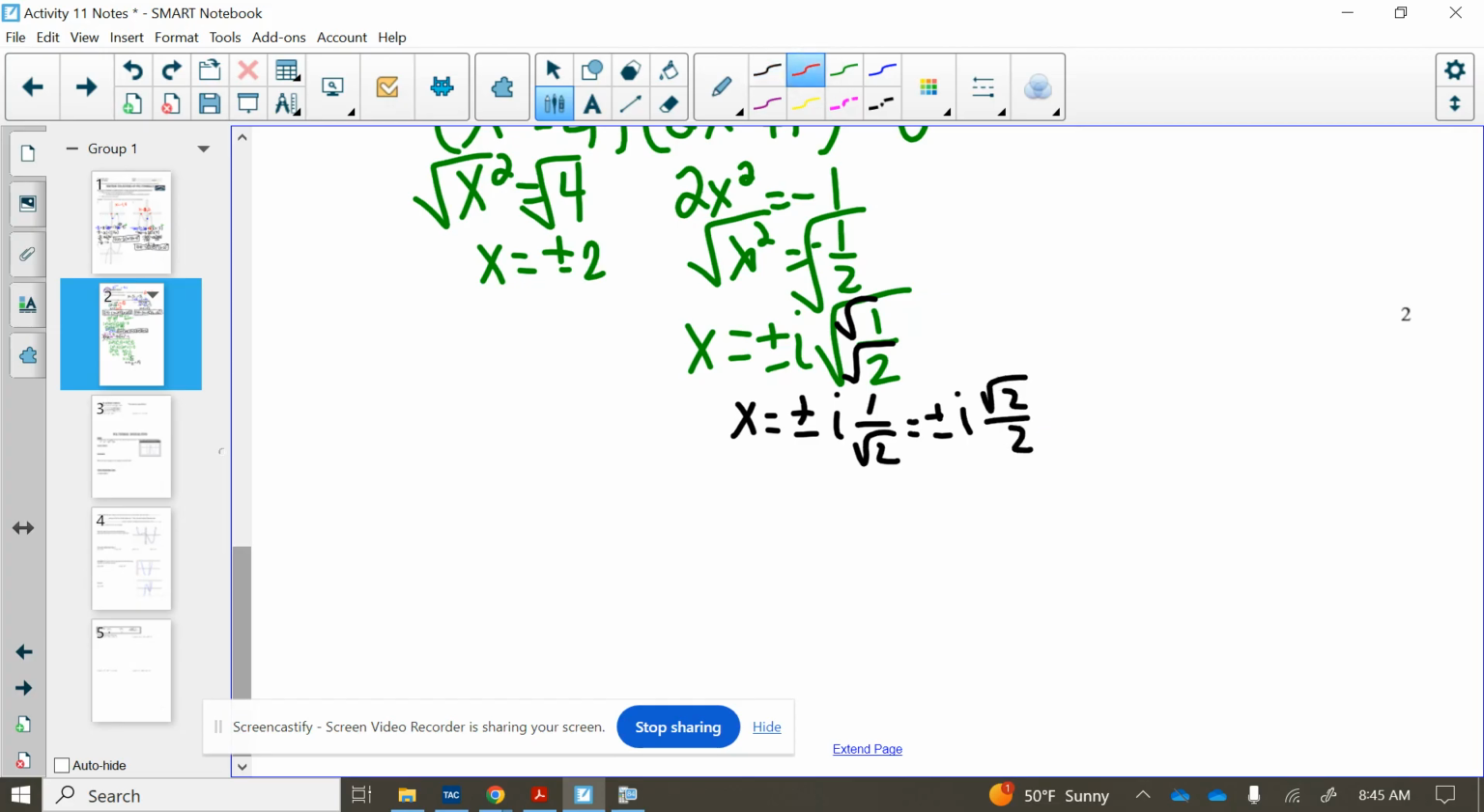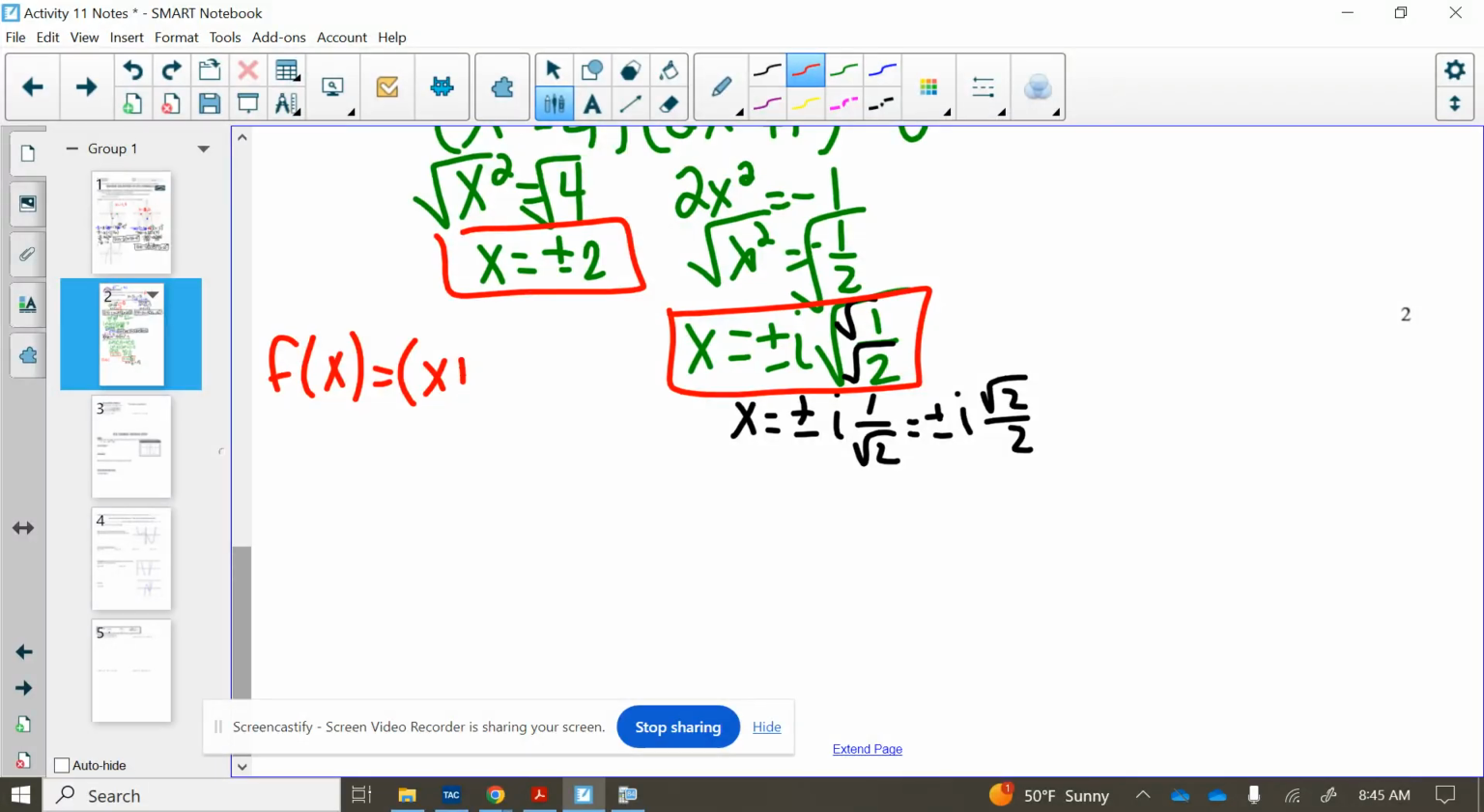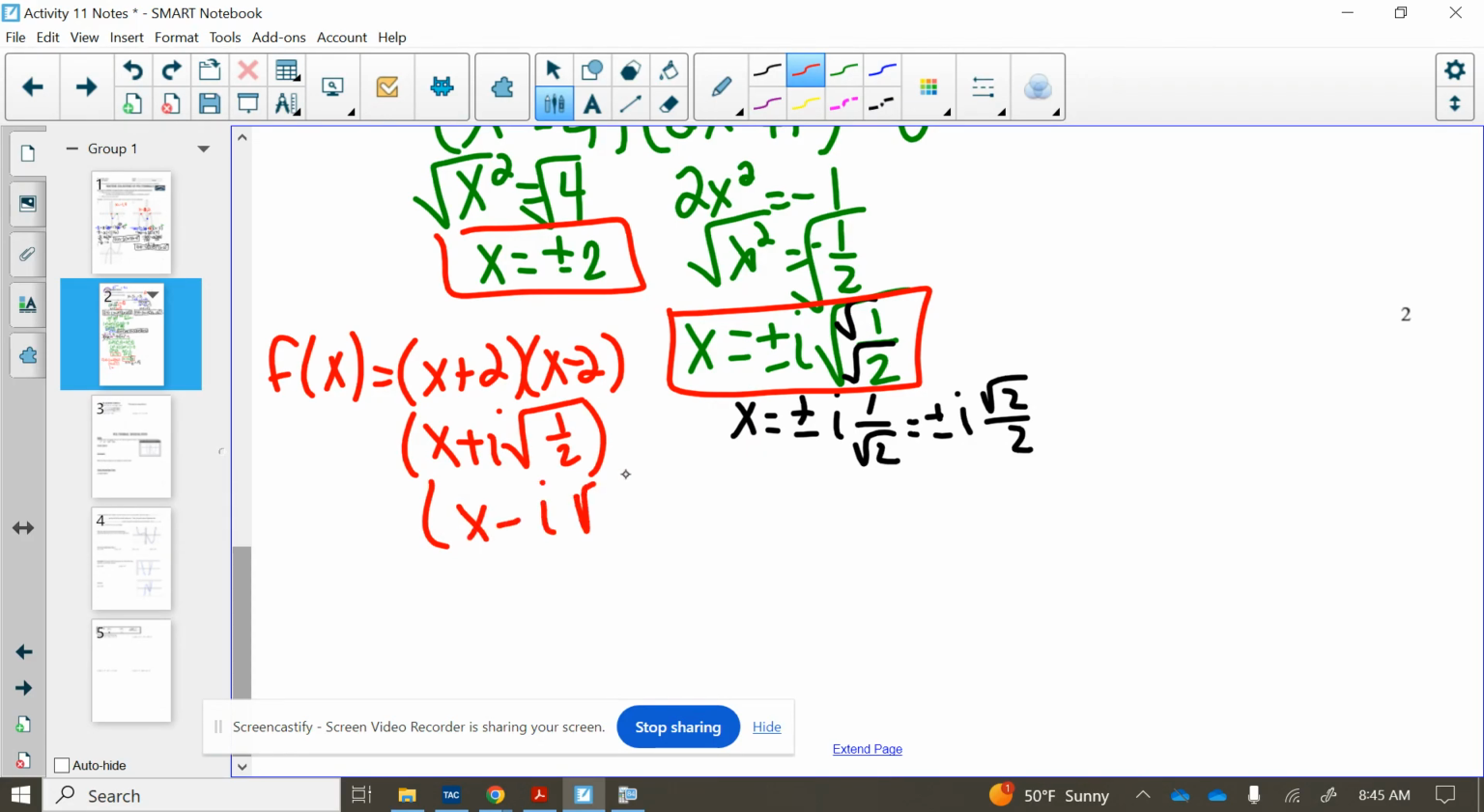Again, I'm okay if you leave it like this piece here with your zeros. And again, factored form of that then would be that we would take each of those pieces, x plus 2 and x minus 2, and they're being multiplied by positive i square root 1/2 and negative i square root 1/2.